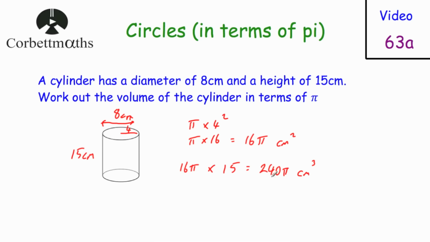And that's it. So we've left our answer in terms of pi, and our answer would be 240 pi centimeters cubed. So we're not actually having to work out what 240 times pi is and then write that as a decimal number. We can just give it in terms of pi, and this is particularly useful on non-calculator papers.